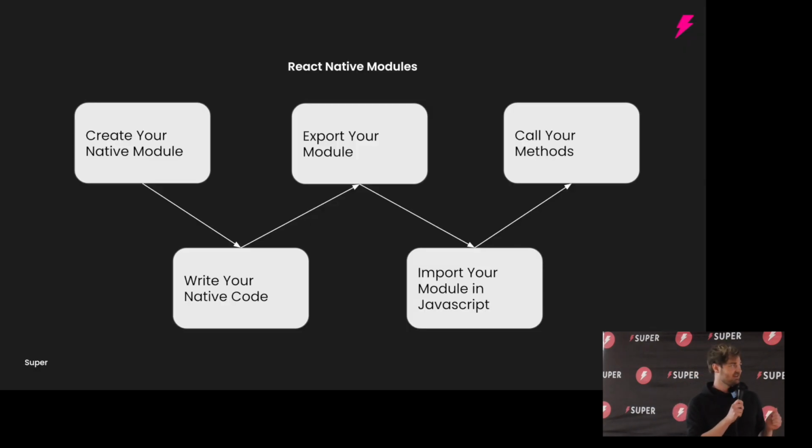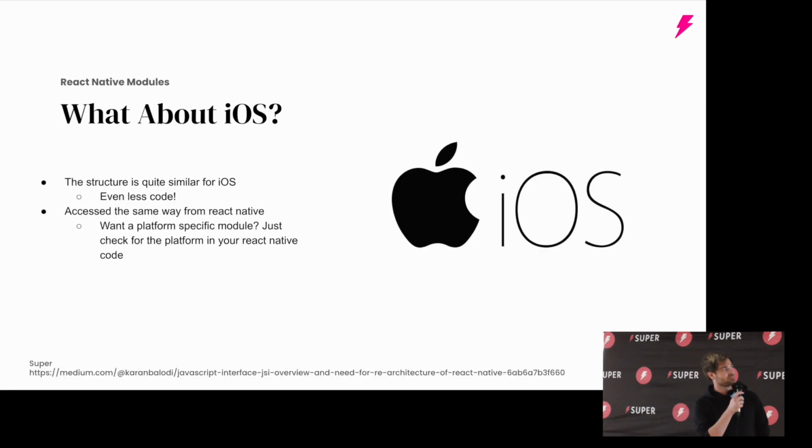So to summarize, create your module class, write your native code, interact with whatever the heck you want, export your module, import your module, call it. It's fairly straightforward. It's pretty easy to follow these steps. The hardest part is probably writing your native code, but it depends on what you want to do. Could be very easy. All right, go ahead.